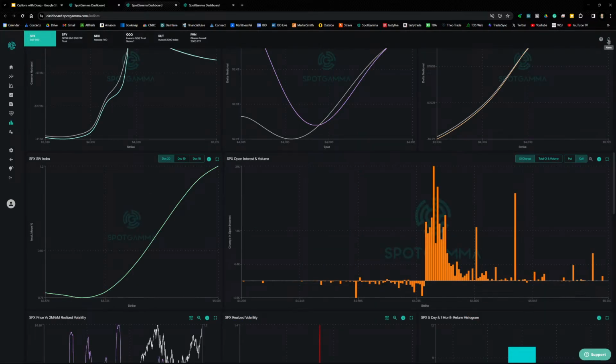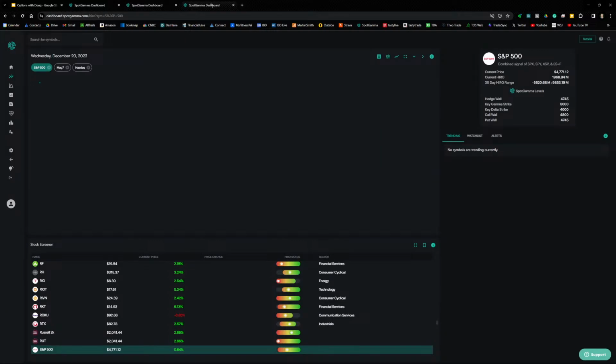All right, let's take a look at some setups now. First of all, my thesis for the day: looking for lower volatility based on the positive gamma, and looking for more of a range day, mean reverting price action. My directional bias was also bullish, based on the shifts higher in levels for SPX, SPY, NDX, and QQQ.